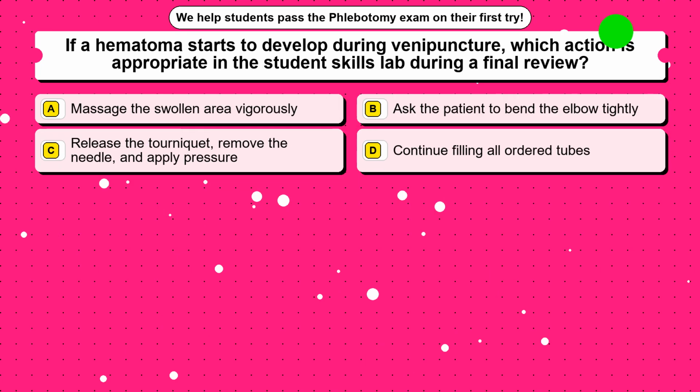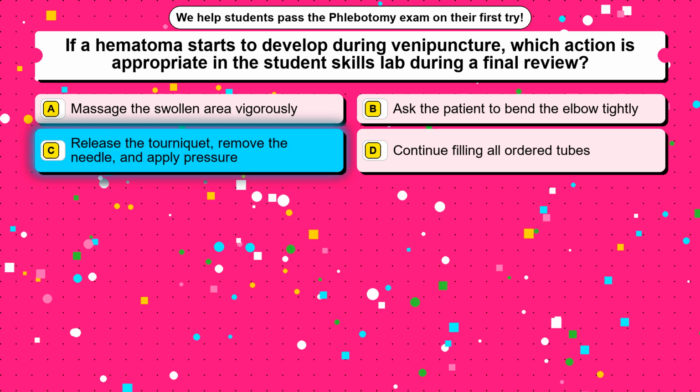Question 34. If a hematoma starts to develop during venipuncture, which action is appropriate in the student skills lab during a final review? Option A. Massage the swollen area vigorously. Option B. Ask the patient to bend the elbow tightly. Option C. Release the tourniquet, remove the needle, and apply pressure. Option D. Continue filling all ordered tubes.